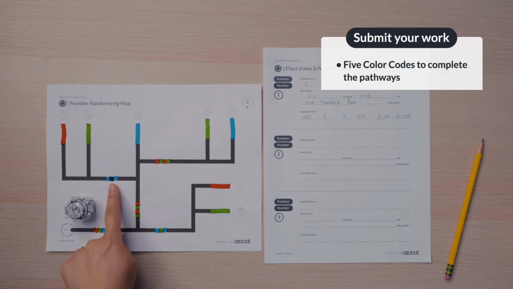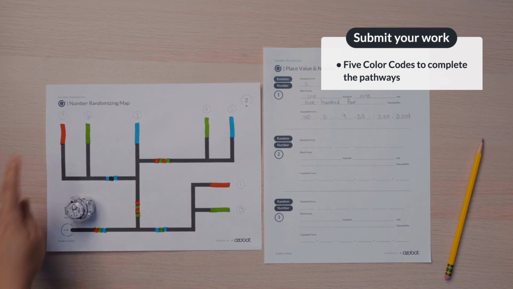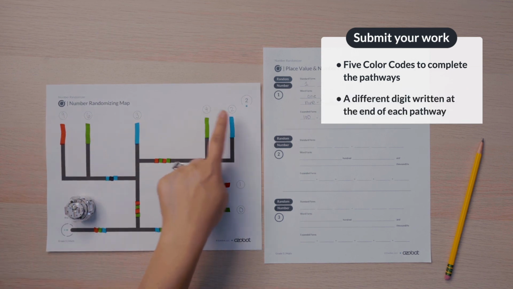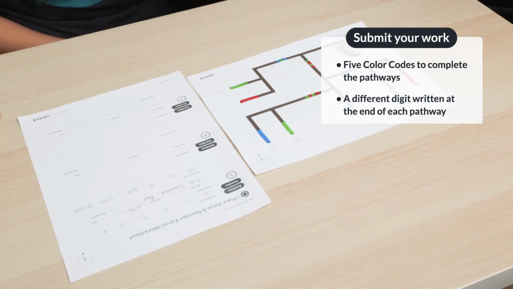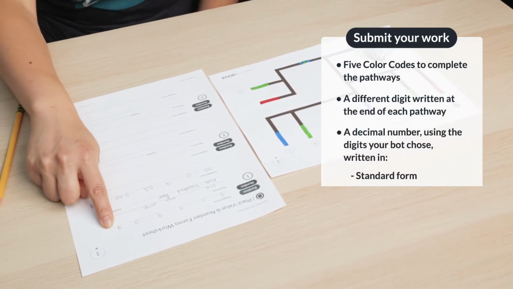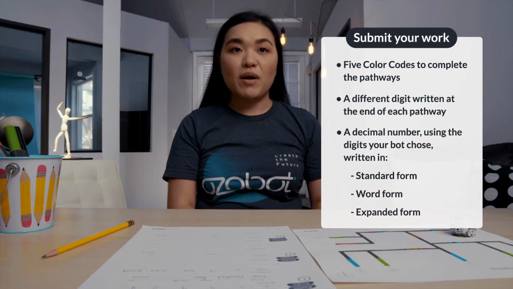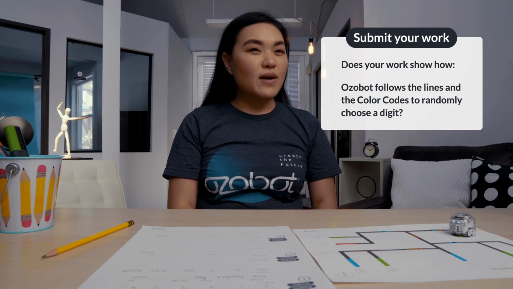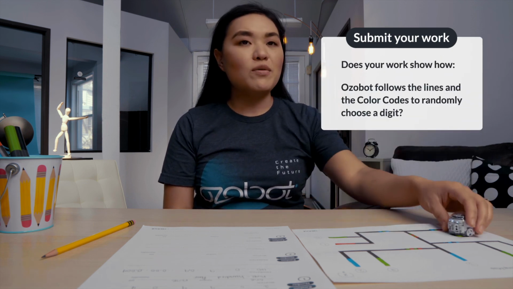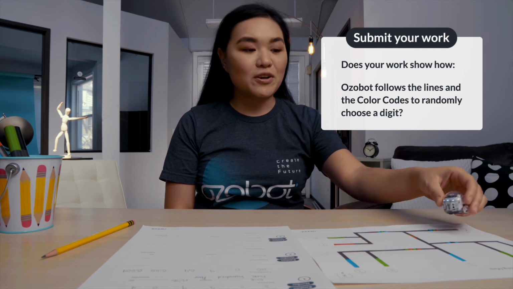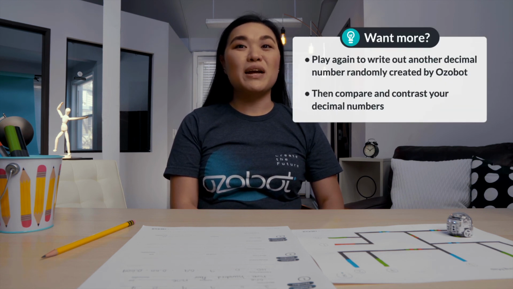Before submitting your work, don't forget to check that your completed worksheets have 5 different color codes to complete the pathways, a number at the end of each line end, a decimal number in standard form, in word form, and expanded form, with the digits that your bot chose. Also, ask yourself, does my work show how my Ozobot follows the lines and color codes to randomly choose a digit? If you'd like more to do, play again to write out another decimal number randomly created by Ozobot.